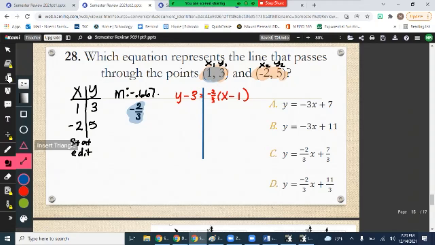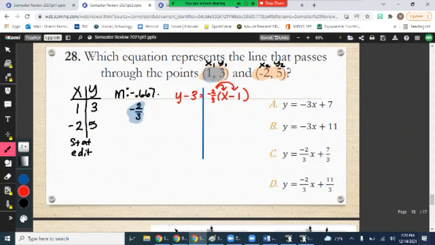Do I have any double negatives? Nope. So I can continue by distributing. Y minus 3 equals -2/3 x. Always keep in mind that whenever you are using point slope form, the slope never changes. Even if I don't continue with point slope form, I can narrow it down to C and D. C and D have that -2/3. So you can at least get that far by yourself.